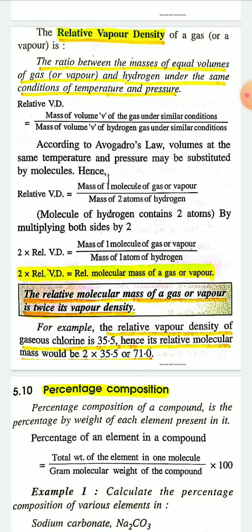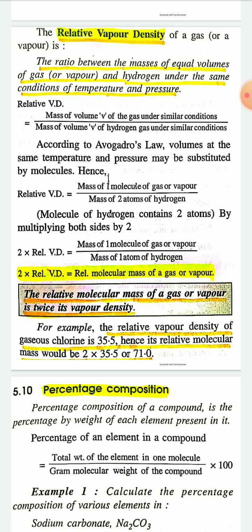Finally, the relation between relative vapor density and the relative molecular mass of a gas becomes: 2 into relative vapor density is equal to relative molecular mass. So molecular mass is equal to 2 into relative vapor density. So the relative molecular mass of a gas or vapor is twice its vapor density.